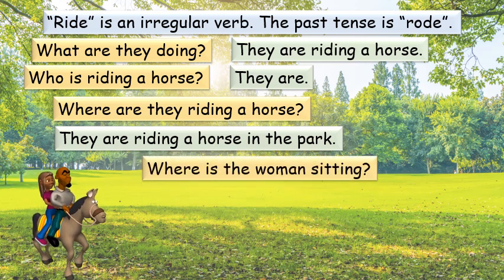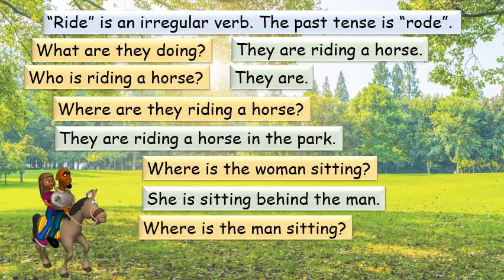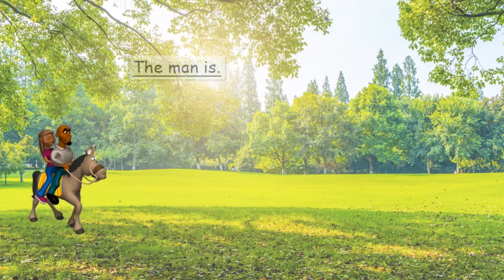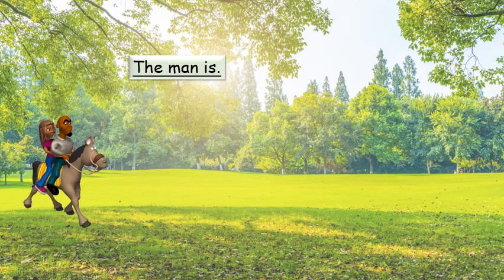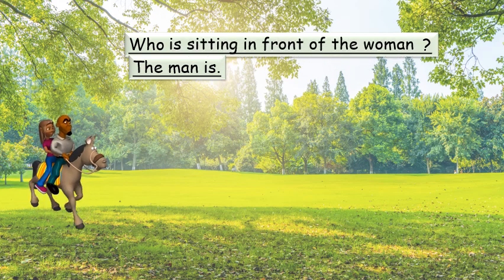Where is the woman sitting? She is sitting behind the man. Where is the man sitting? He is sitting in front of the woman. The man is. What's the question? Who is sitting in front of the woman?